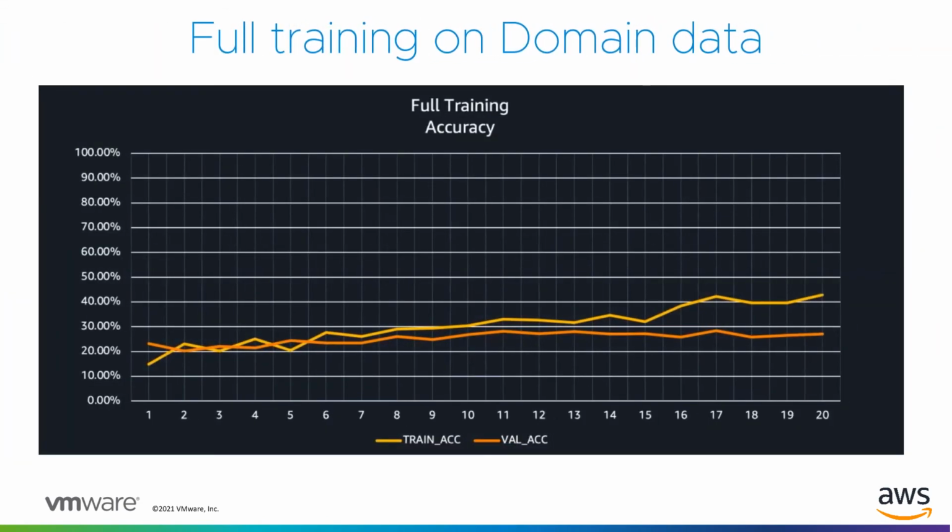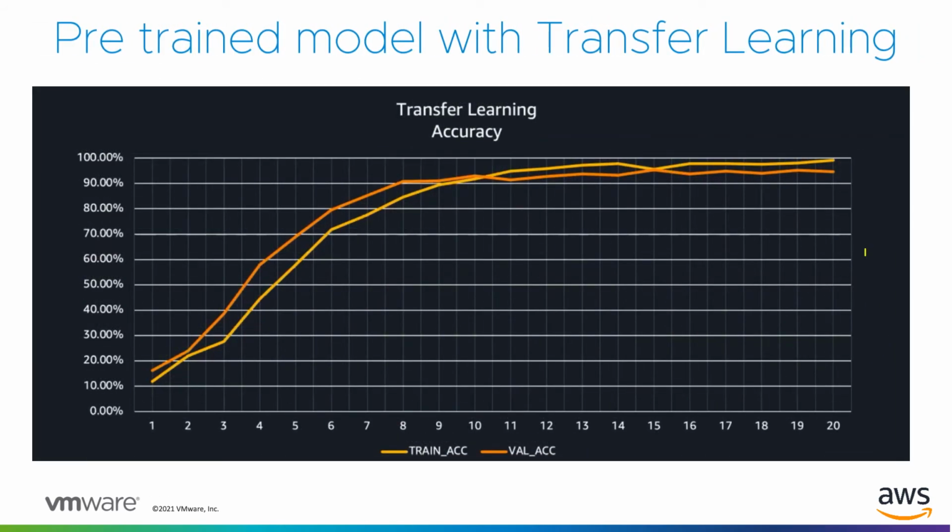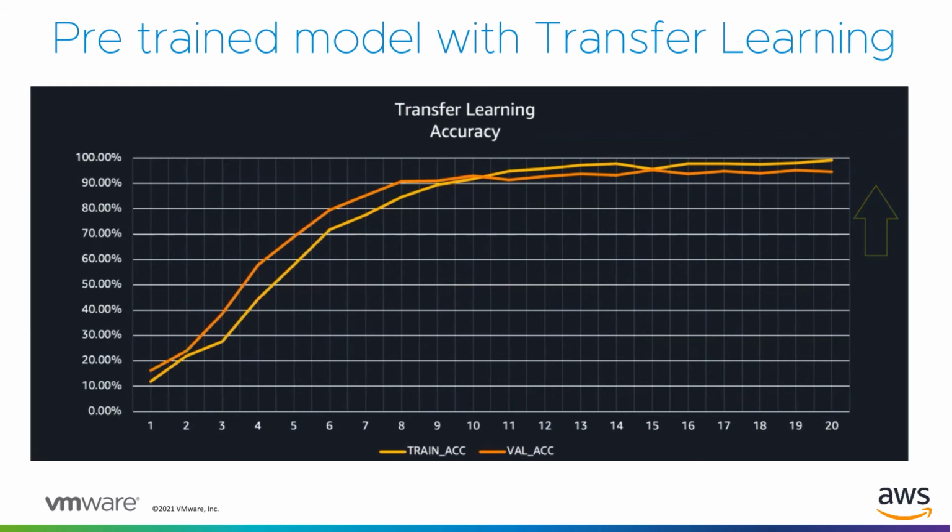Full training on domain data shows that the accuracy is very poor. A model trained with just the data available for the domain is unacceptable and unusable for inference. Pre-trained model with transfer learning drastically increases accuracy. With this high level of accuracy, the model can now be deployed in production for inference.